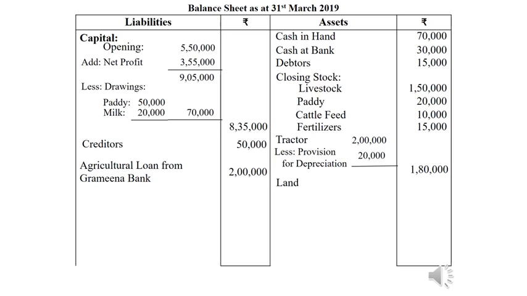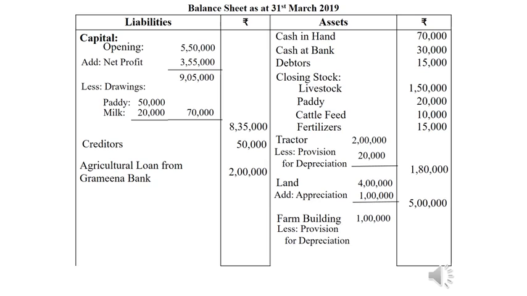Then land appreciation is there, therefore take it under inner column, 4 lakh rupees, add appreciation 1 lakh, so total will be 5 lakhs. Next, farm building, depreciation is there, 1 lakh is the cost given, less provision for depreciation 5%, 5,000, 95,000 is the written down value of farm building. So total up these values on both sides, you will get 10,85,000 as total of balance sheet, 10,85,000.